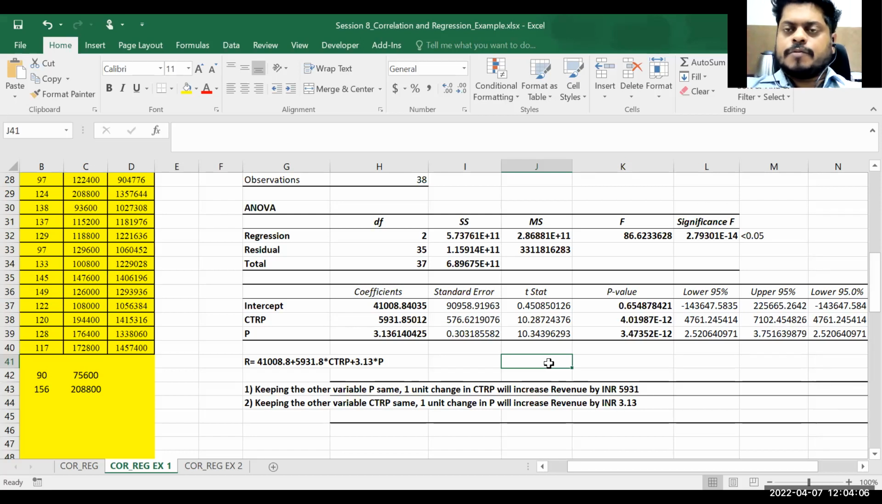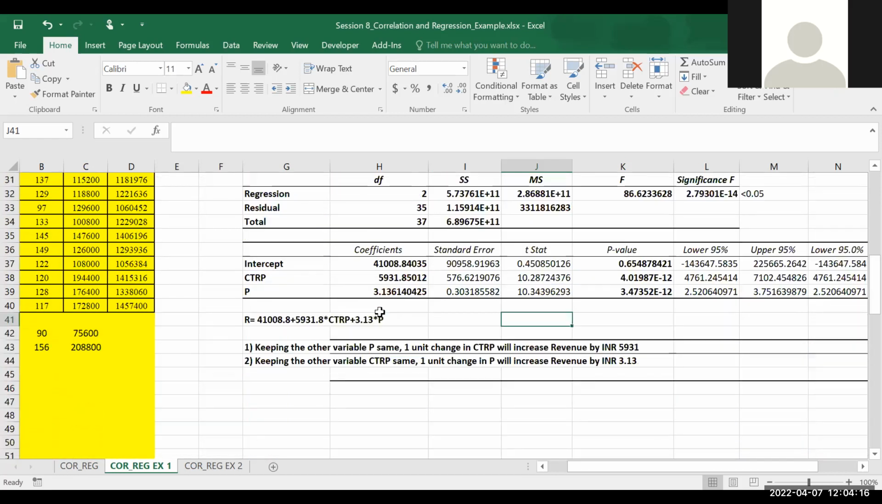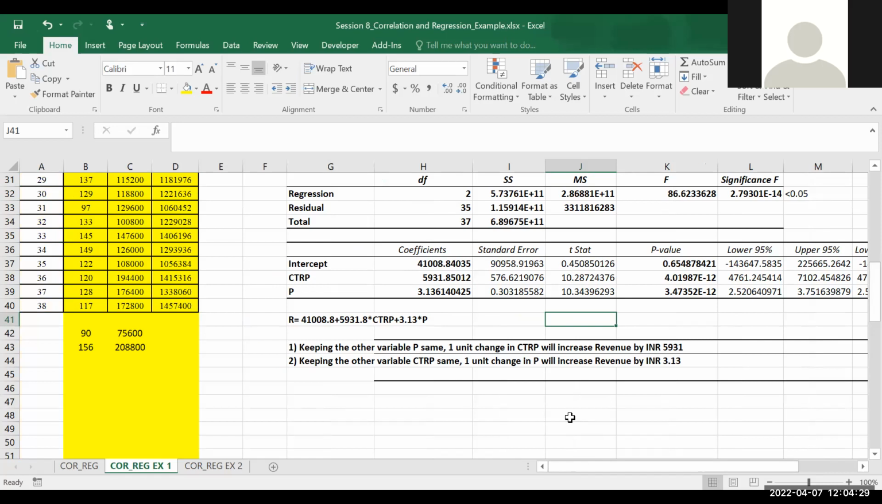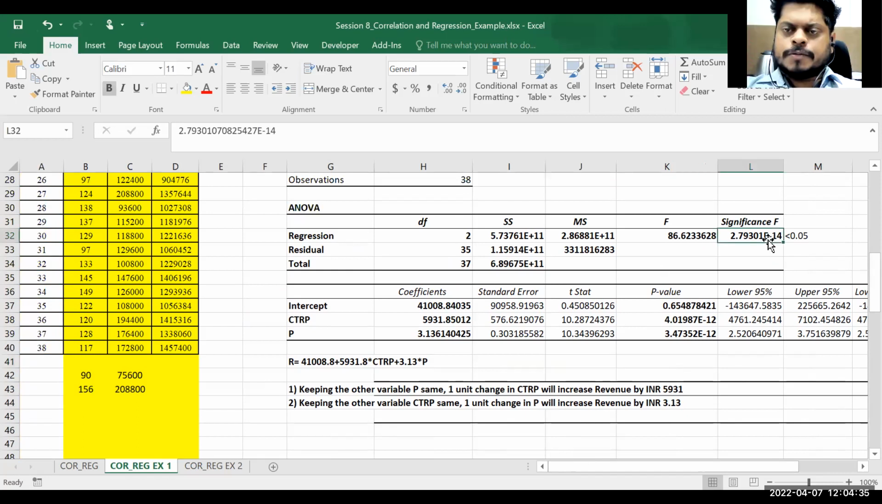Is this part clear, or does anybody have any question? Yes, Abhijit. Sir, I have two questions. The first question is, let's assume the p values of the intercept and all the independent variables are well below 0.05. Then we can generalize this linear regression equation to the population. But what if the significance F value is more than 0.05? What does it actually mean?